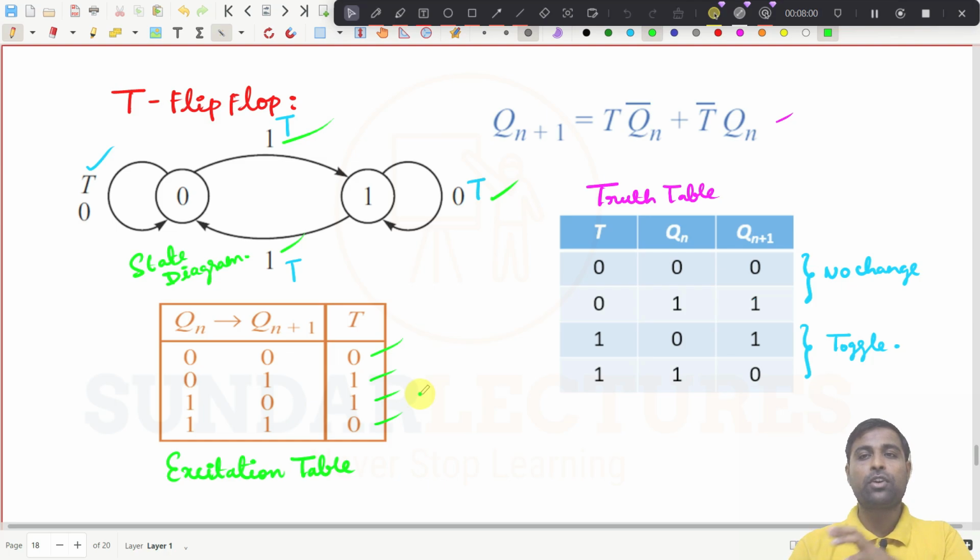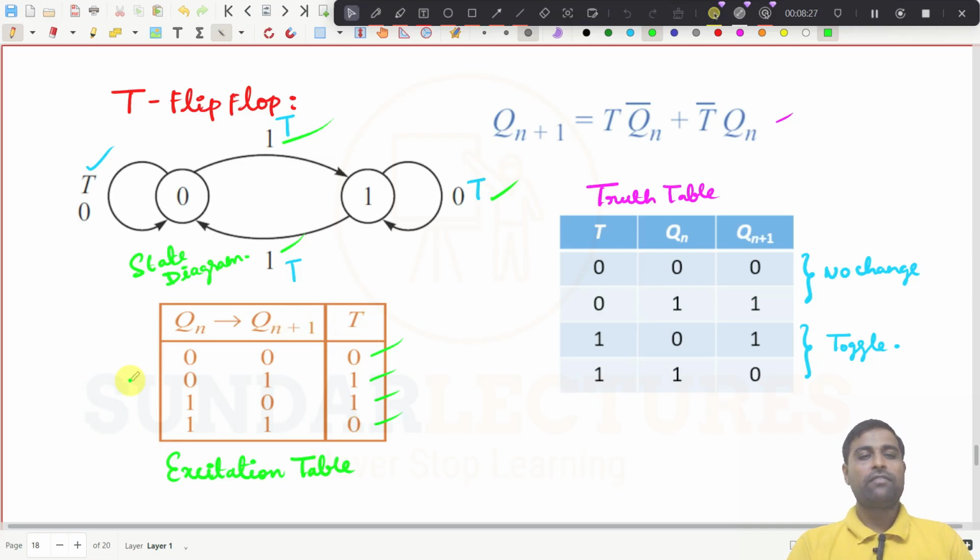From the truth table you should know how to draw the state diagram, and from the state diagram you should know how to write the excitation table also, right? So from the truth table we are just deriving it in a different way to understand the sequential logic circuit. That is the idea behind the excitation table, state diagram, whatever it may be.